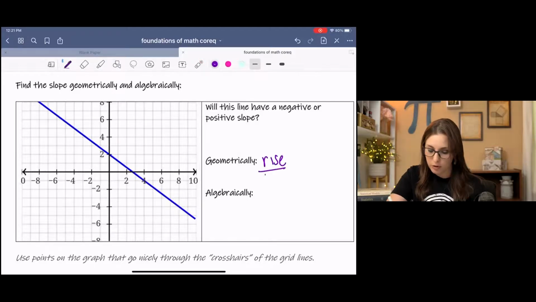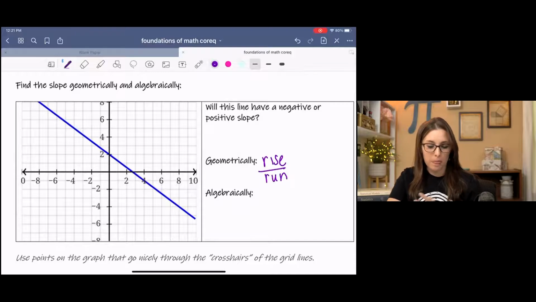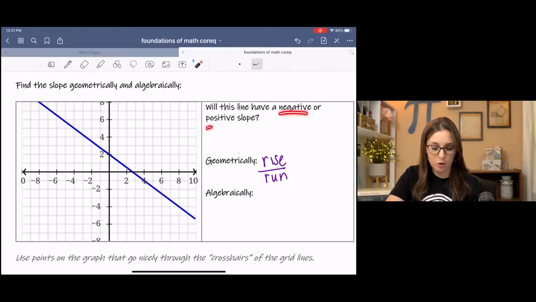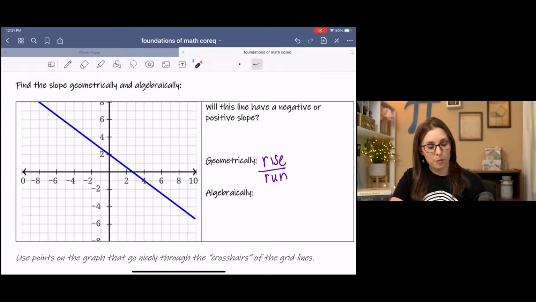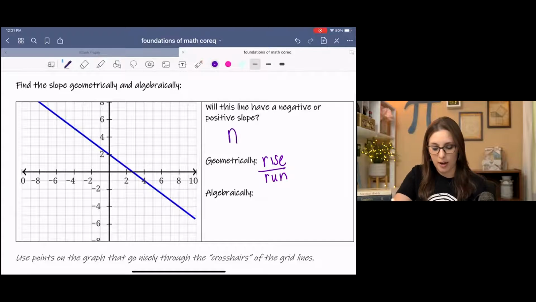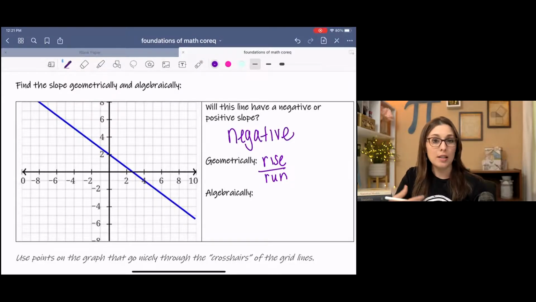Rise over run. We do know that this line is either going to have a negative or a positive slope depending on the slant and direction. So if we put a marble at the top of the picture, that marble is going to be rolling downhill, which means that this will have a negative slope. This indicates that whatever value we get here and here, it should be negative. If it's not negative, then you've done something wrong and you have to go back and check it.